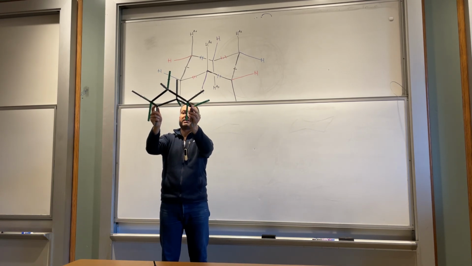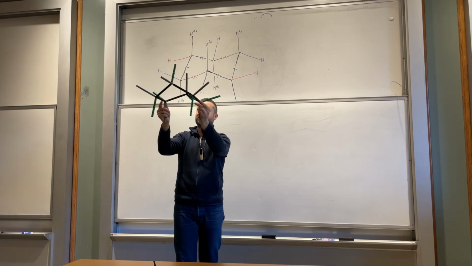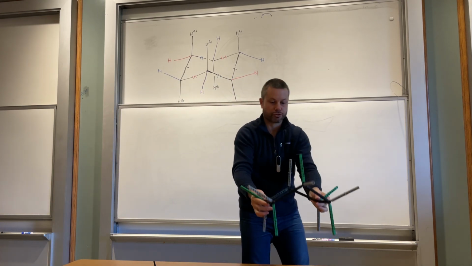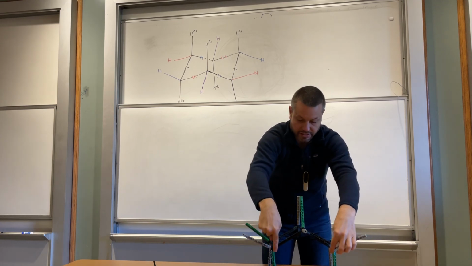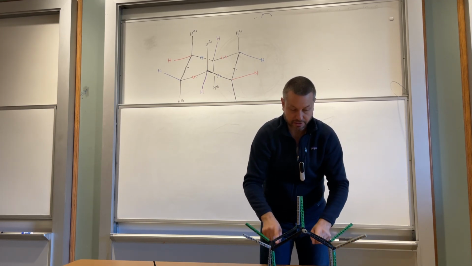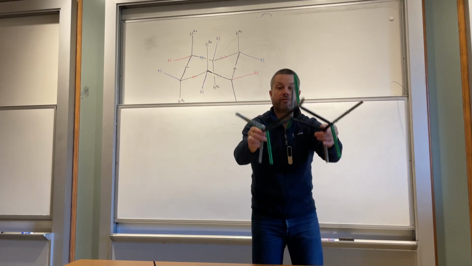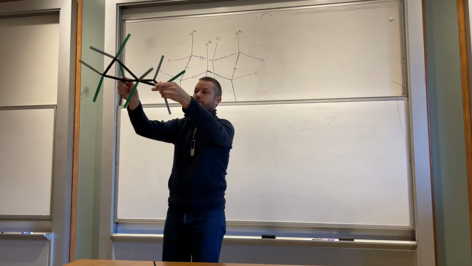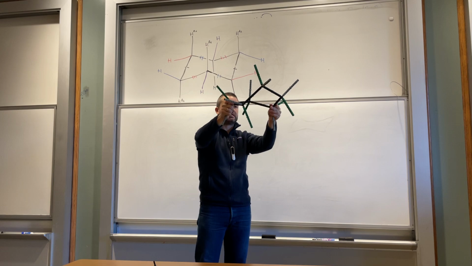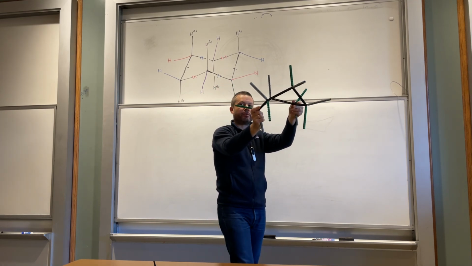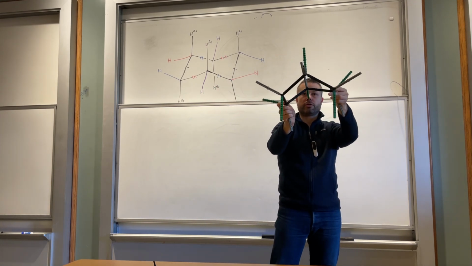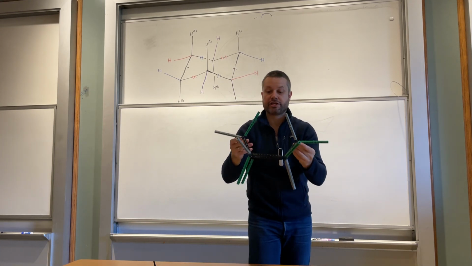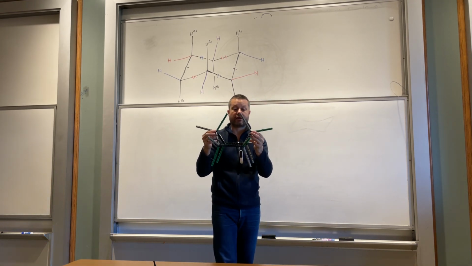You can see if this is a perfect boat, the bonds down the sides are going to be eclipsing. So there's a maximum amount of torsional strain between the substituents on this carbon and the substituents on those 2 carbons. If we twist, you can see some of that torsional strain is going to be relieved. It's not completely minimized, but it is going to be relieved when we go from a boat to a twist boat.